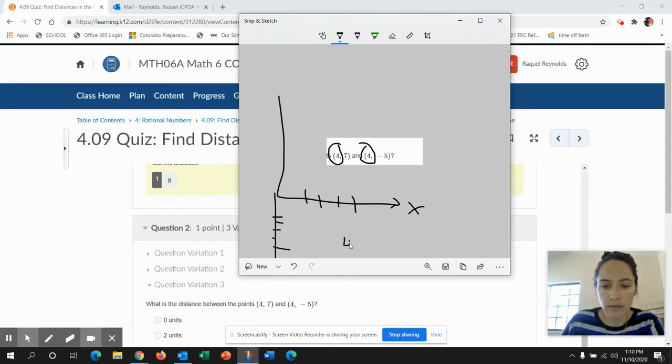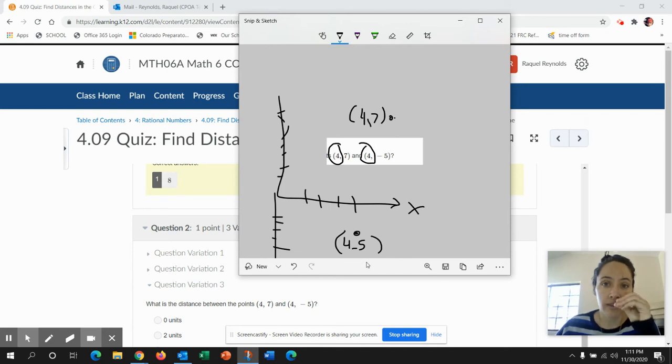So (4, -5) is down here, right? That's the y-coordinate. It's down here somewhere. And then we have (4, 7). 1, 2, 3, 4, 5, 6, 7. So (4, 7) is somewhere over here. This is not to scale. And it's not even, right? So now you're going to have that vertical distance.